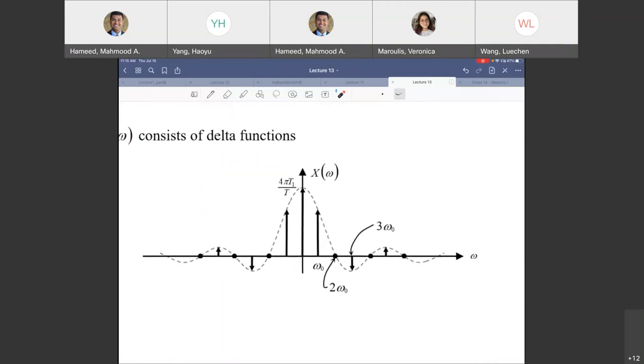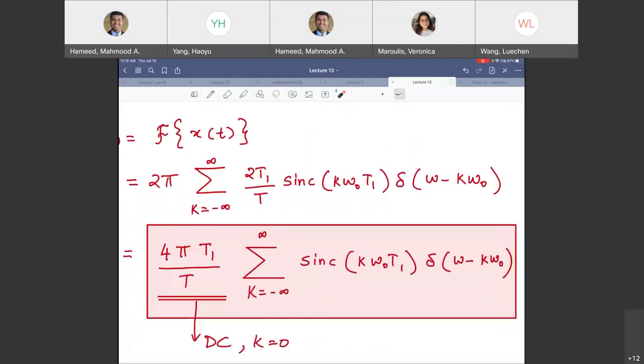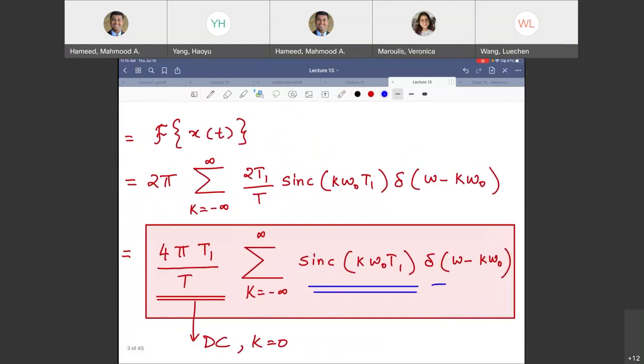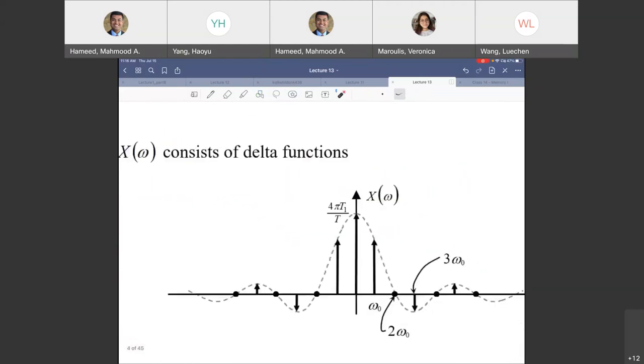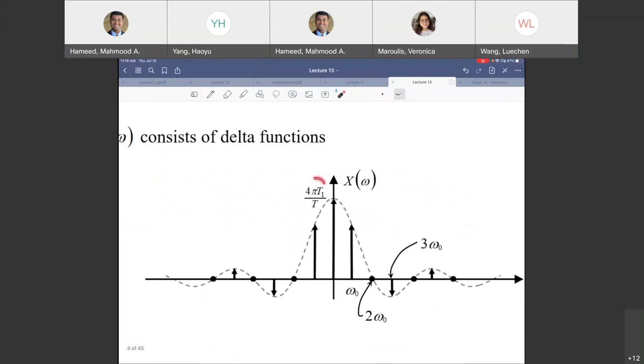When you sketch it out, what do you have in frequency? You have a sinc envelope because of which function? This function is making the envelope look like a sinc, and then this one is essentially sampling it. The sampling is happening where? At k omega naught, 1, 2, 3, 4 omega naught, multiples of omega naught, right here. So sinc envelope, at omega equals 0 you got the DC term, 4 pi T1 divided by T. And then at omega naught, 2 omega naught, 3 omega naught, and so on, you have got your impulses. However, because it was a square pulse, we know that all the even harmonics cancel out. So 2 omega naught, 4, and so on, were zeros.